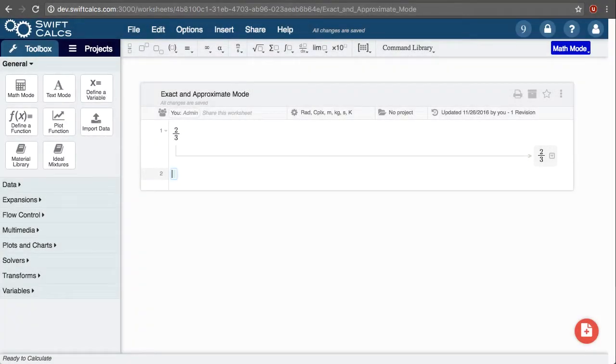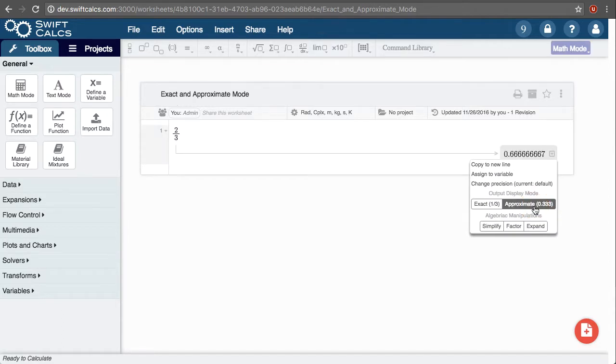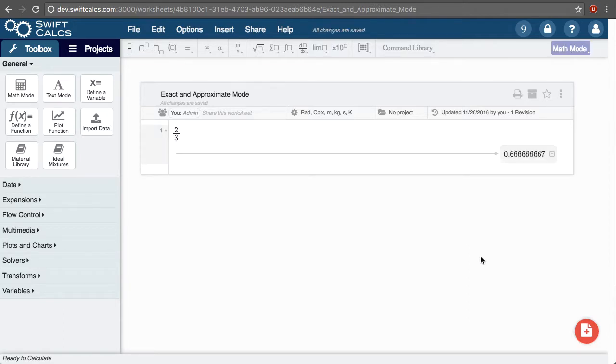At first, it appears that Swift Calcs didn't do anything. But in exact mode, it is returning to you the best representation of the answer it is able without sacrificing accuracy. If we switch this result to approximate mode, we will get the numeric approximation, which is very close to, but not exactly, the value of 2 divided by 3.